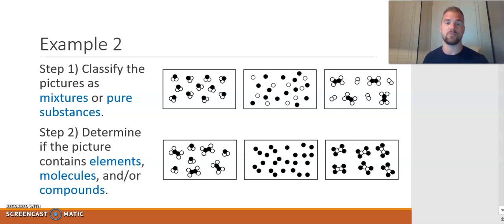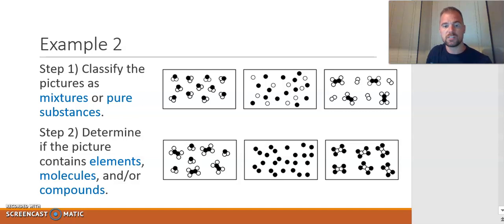So in this example, I'm giving you actual pictures, much like I did in the previous video, where we're looking at particle representations. And what I want you to do is, first step, classify whether it's going to be a pure substance or a mixture. And then after that, I want you to determine what is actually in the drawing. Does it contain elements? Does it contain molecules? And/or does it contain compounds? Because it could contain all three, or it could contain just one or two. So you have to ask yourself what's actually in there. So let's do a few examples together, and then I'm going to let you do a few on your own.